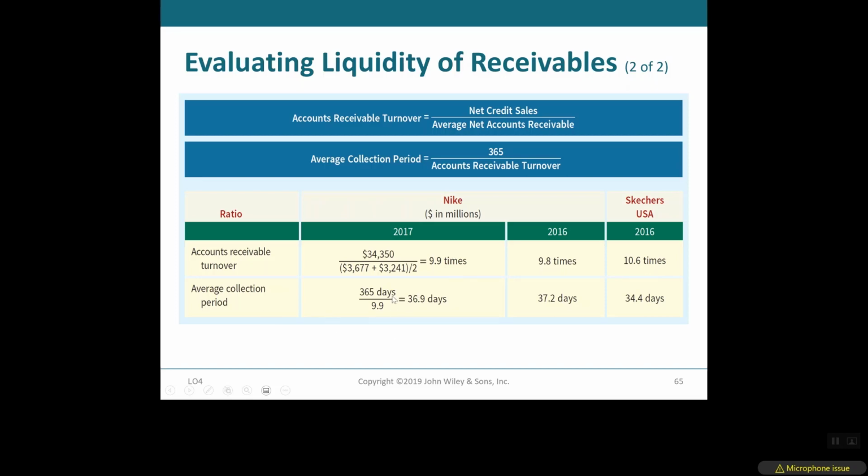The average collection period, 365 divided by 9.9, gives you 36.9 days, and here we have 37.2 days. That's the average collection period. The lesser the better for us. 34.4 days for Stretches.